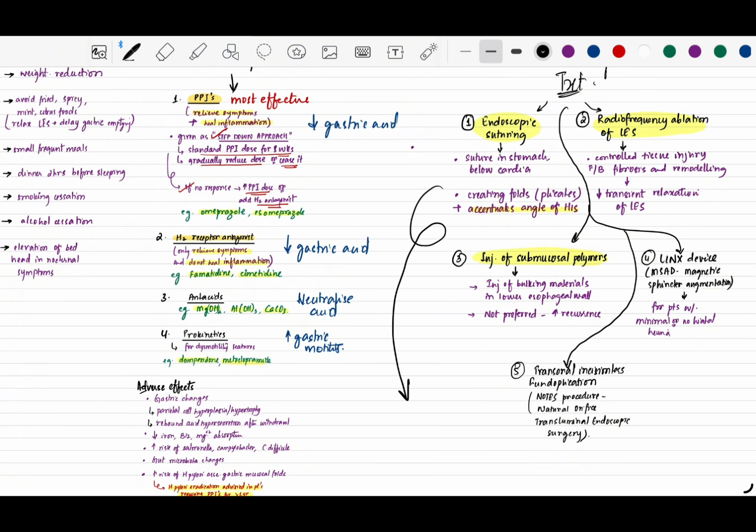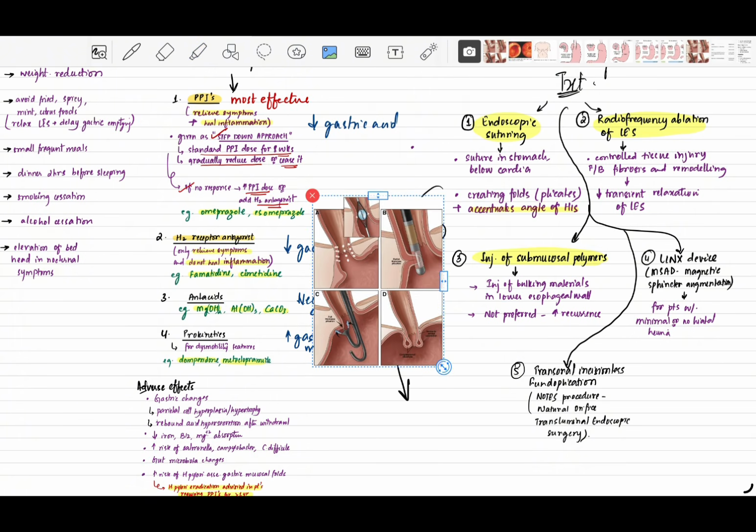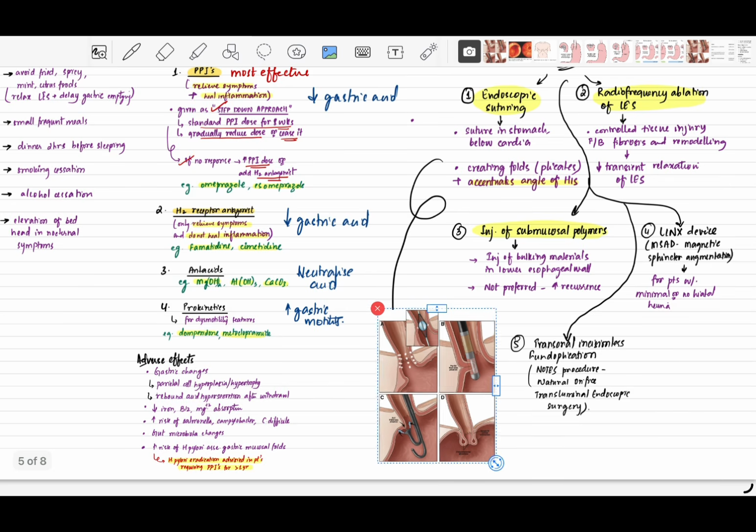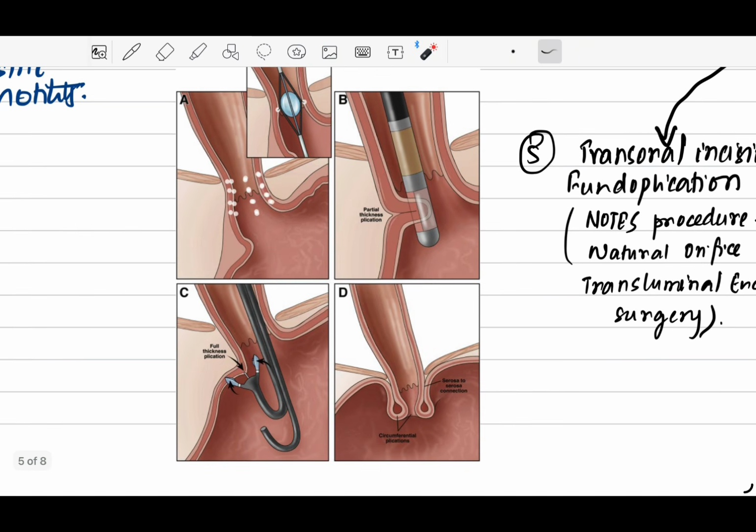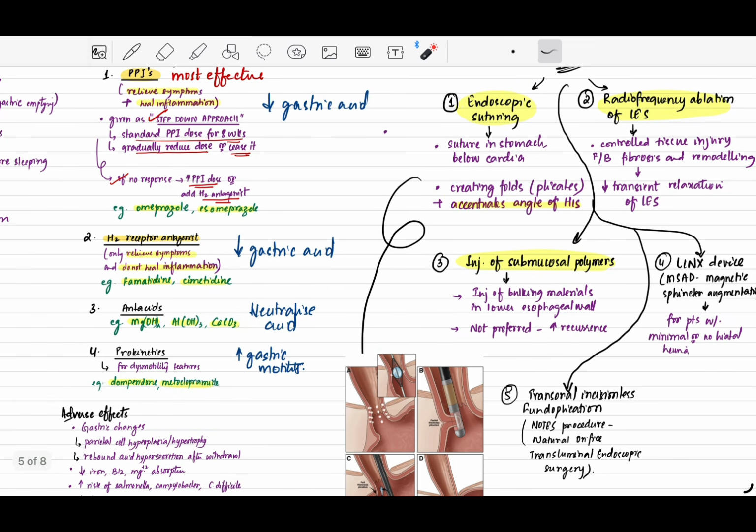We also have a picture. This might make it a little bit easier. We can see it here that we are placing a suture endoscopically and we are creating folds, and these folds are actually physiologically strengthening the lower esophageal sphincter. The next endoscopic treatment is radiofrequency ablation of LES, where we are doing controlled tissue injury, and this tissue injury is going to be followed by fibrosis and remodeling, and that decreases the transient relaxation of the lower esophageal sphincter.